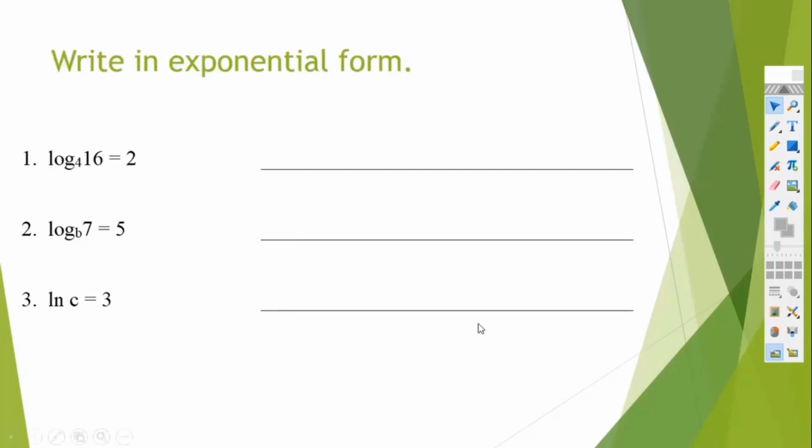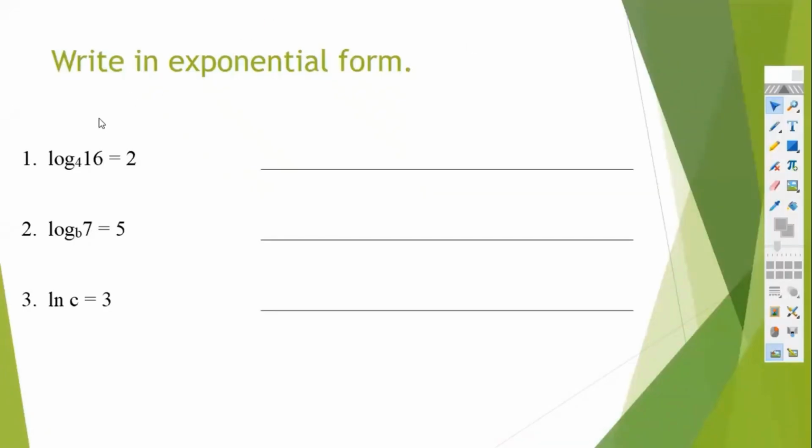One, two, and three. You're going to write them as exponentials. On the first one, again, your base to your output. What was my output? 2. My base is 4. Base 4 to the output 2 equals my argument, which is 16. So 4 is the base, 2 is the output.